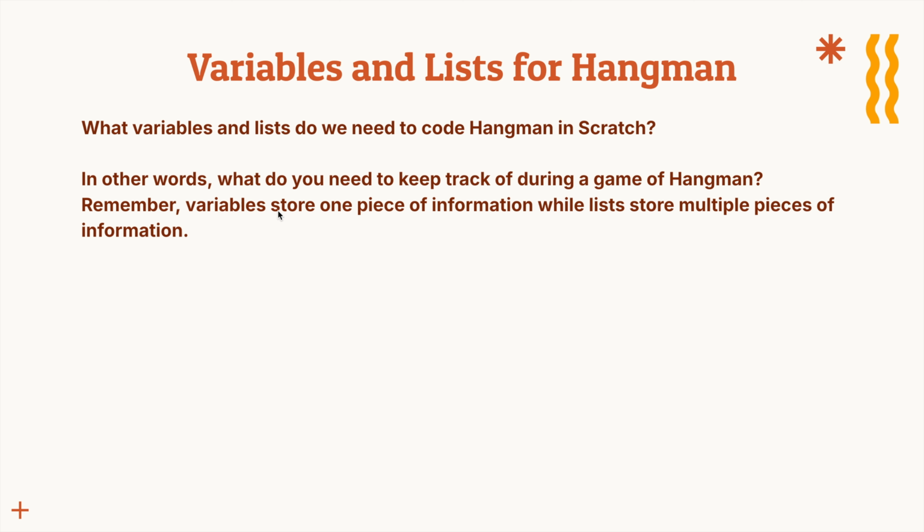Remember, variables store 1 piece of information while lists store multiple pieces of information. So I want you guys to pause the video and try and brainstorm some ideas. The way I would recommend you guys do this is get a piece of paper and split it in half. On the left side, you can try and think of all the variables you'll need, and on the right side, you'll try and think of all the lists you will need. So write down each variable or list you will need and describe what it will be used for. So pause the video and work on that for as long as you need to, and then I will go over some potential ideas once you guys resume the video.